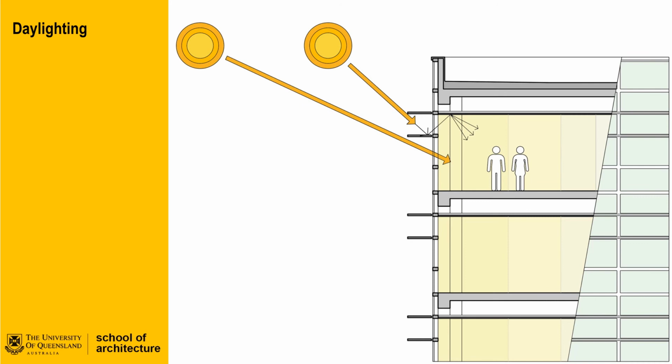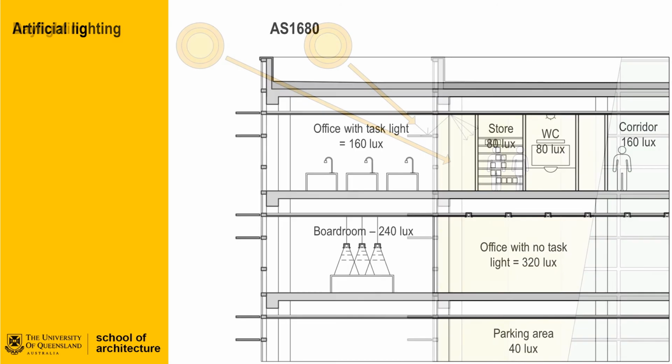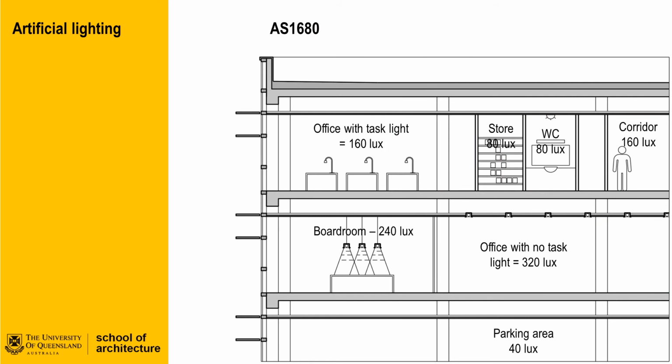Said in another way, the need for daylight should be balanced but not dominated by the need to control excessive direct solar penetration. Balancing the amount of direct and indirect light can be regulated through shading of the facade and the zoning of artificial lighting. Light levels in various situations are governed by the Australian standard AS 1680.